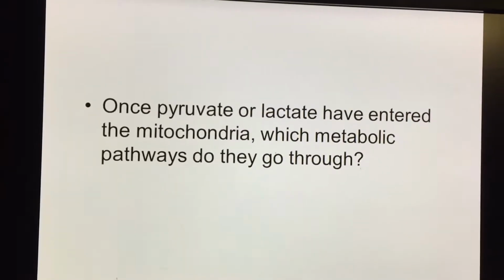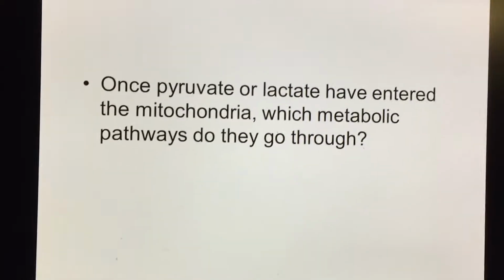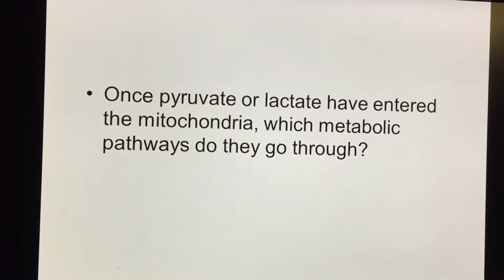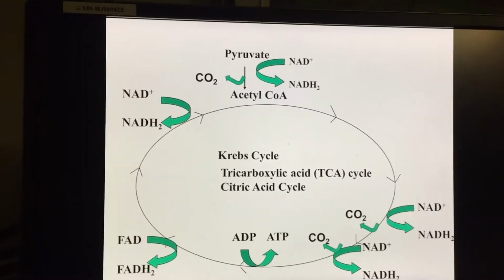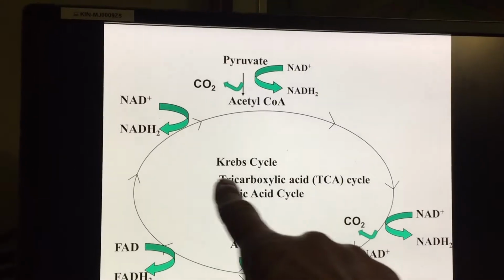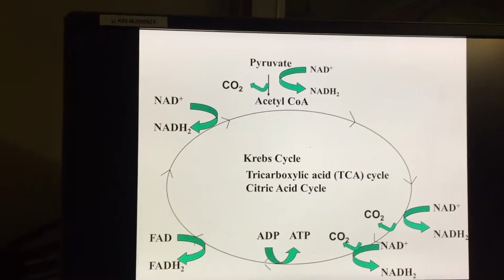Once pyruvate or lactate have entered the mitochondria, which metabolic pathway do they go through? Hopefully you can remember from your Kin 225 that this would be the Krebs cycle, also known as the tricarboxylic acid cycle or the citric acid cycle.